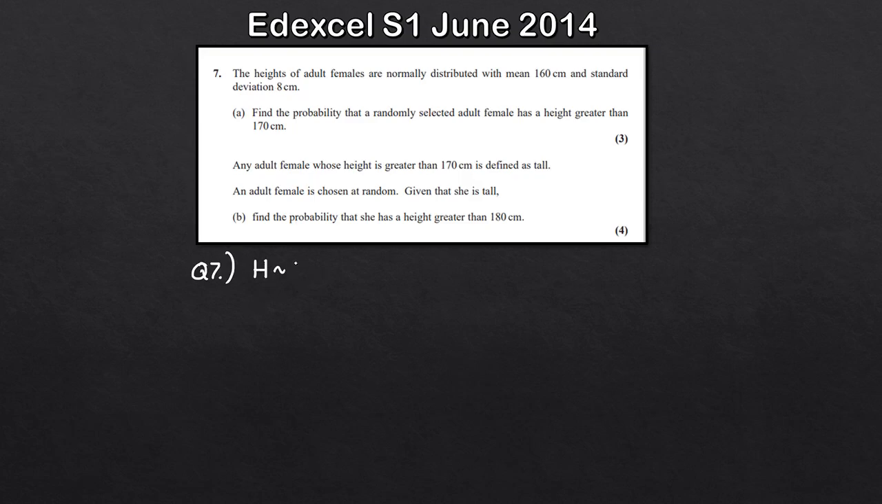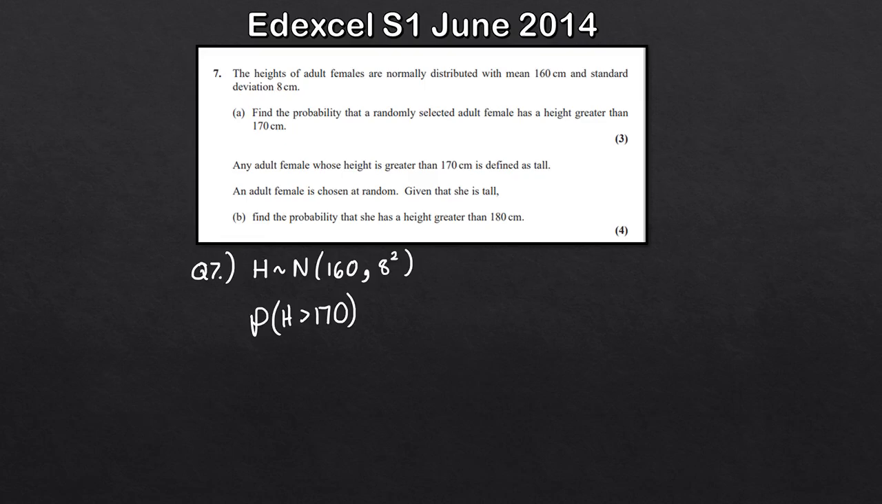So H is normally distributed. So our mean here, we're told, is 160 centimeters. So we put 160. And then our standard deviation is 8, so I'm going to write that as 8 squared there. Okay. So now we want to find the probability that a randomly selected adult female has a height greater than 170. So I'm looking here now for the probability that H is greater than 170. Okay.